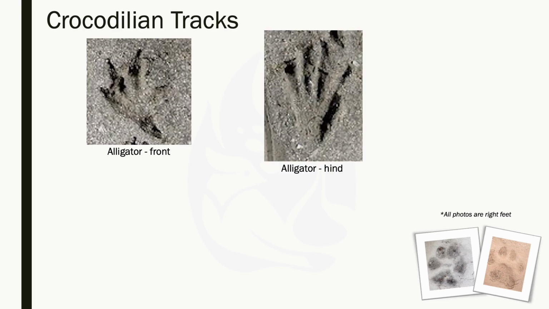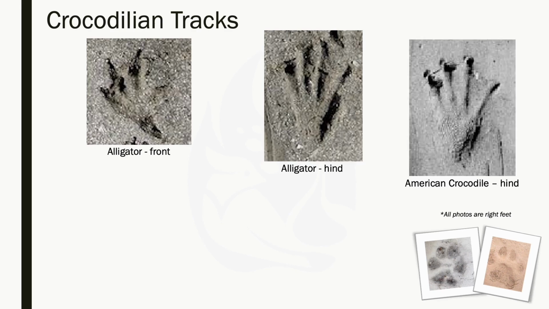We can contrast that with the hind foot of the alligator, and you can see here that large heel pad. It looks like a human heel. Only 4 toes on this one versus 5 on the front. Again, this is a right foot. You can see those inner 2 toes are the leading toes, and the big negative space between the third toe and the fourth toe on the outside, on the right edge of the track.